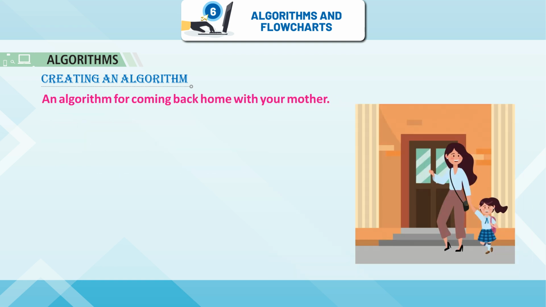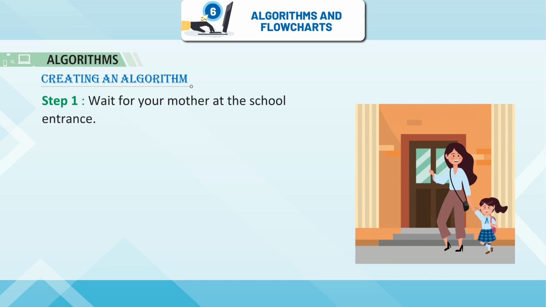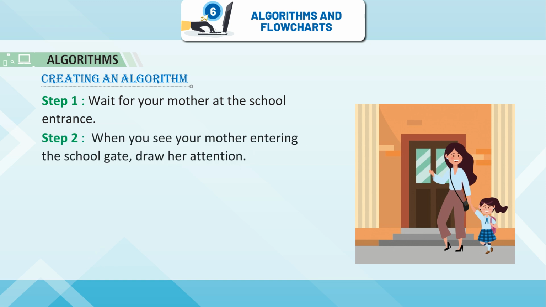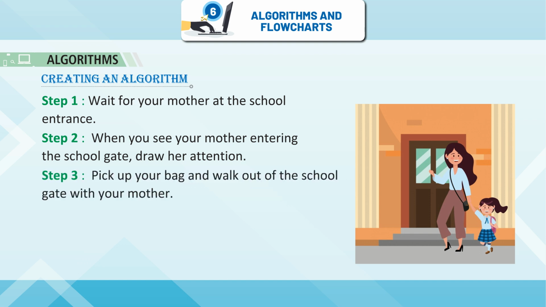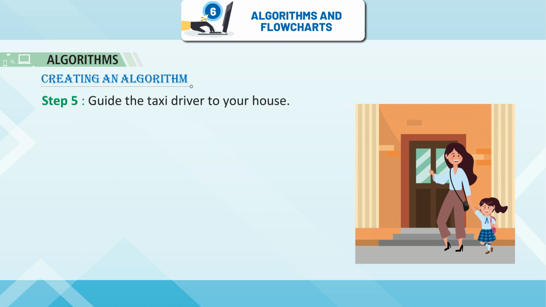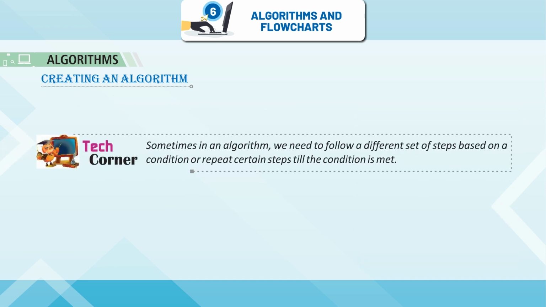An algorithm for coming back home with your mother. Step 1. Wait for your mother at the school entrance. Step 2. When you see your mother entering the school gate, draw her attention. Step 3. Pick up your bag and walk out of the school gate with your mother. Step 4. Get into a taxi and tell him where you want to go. Step 5. Guide the taxi driver to your house.